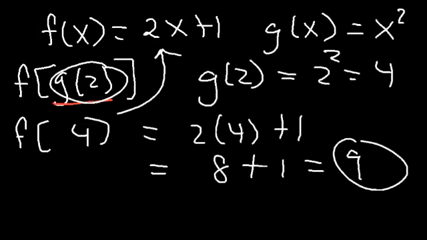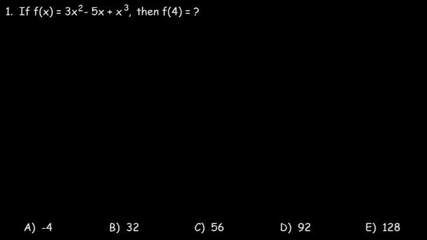Number 1, if f of x is equal to 3x squared minus 5x plus x cubed, then f of 4 is equal to. So for all of these problems that we encounter in this video, pause the video and try the problem yourself, and then see if you can get the answer. If you do it that way, you're going to get the most out of this video. So always try each question before you look at the solution.